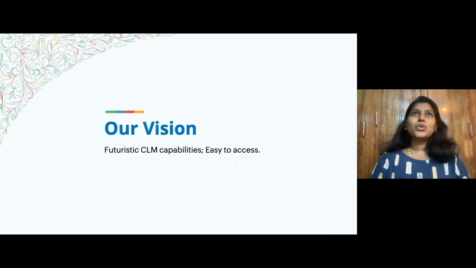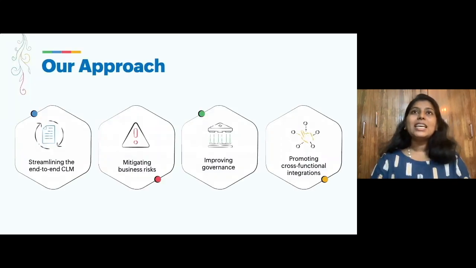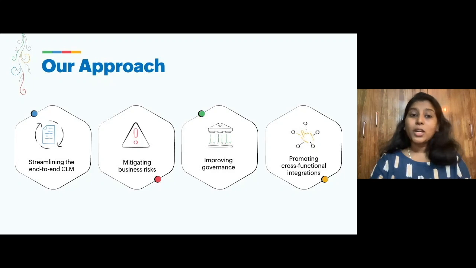And our vision was to not just provide yet another platform that just improves legal operational efficiency. We wanted Zoho Contracts to be a platform that includes futuristic CLM capabilities and remains easy to access. So our approach in achieving that was to firstly streamline the entire contract lifecycle, as we saw earlier, right from authoring to execution and post execution, by automating whatever could be automated.